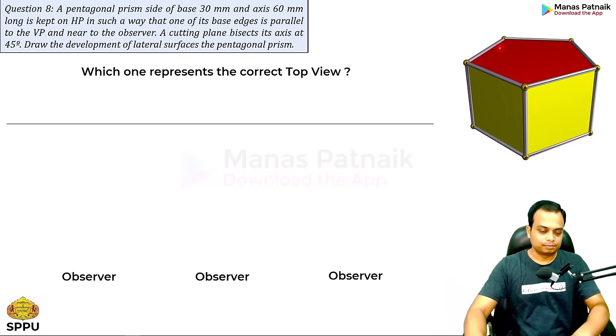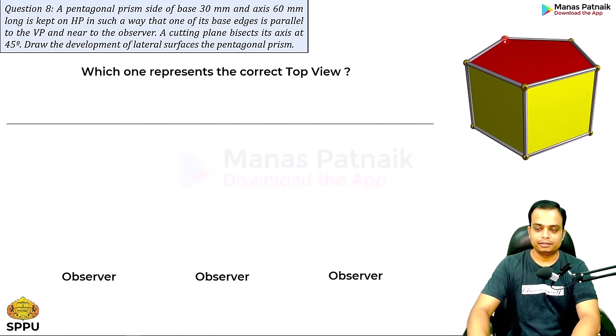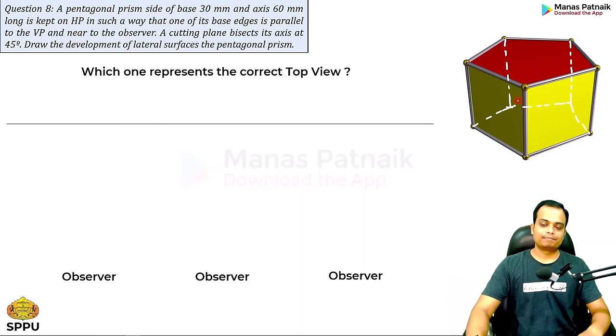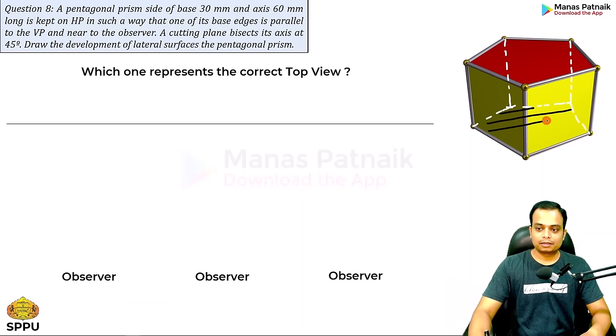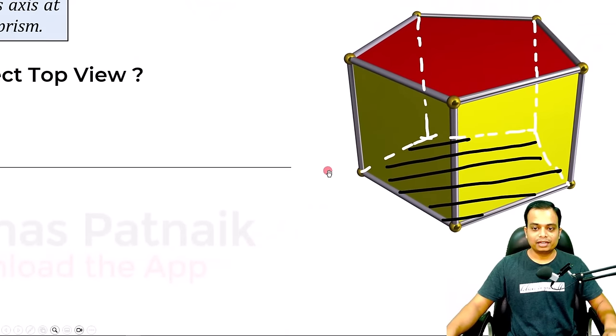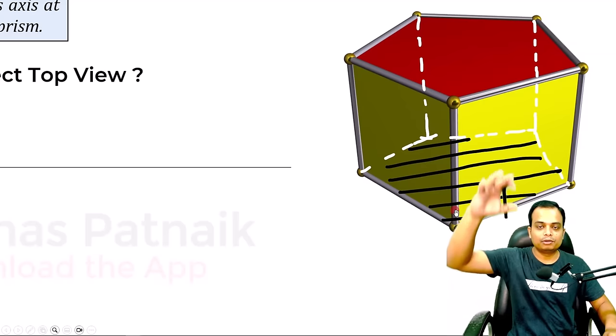Let's take a look at this. First of all, let me make these edges. This way. Please. This is the pentagonal top. And this over here is the pentagonal base. Agreed? Yes, sir. This pentagonal base, or about this pentagonal base, the prism is resting on HP. Agreed? Yes, sir. From where? Let me zoom into this. From where can you see this pentagonal base? Sir, obviously from the top.